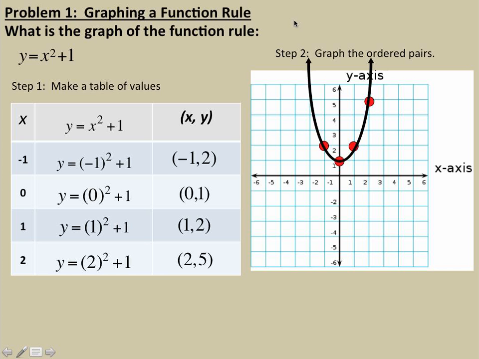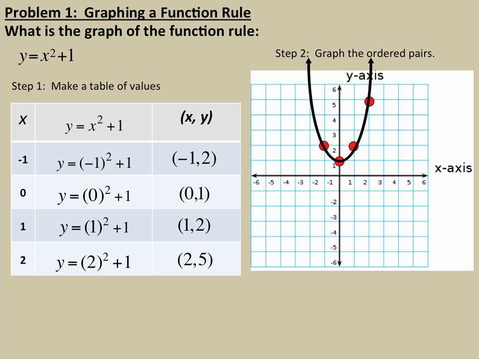Okay, so the graph would look like that. As a hint, any x squareds are always going to be these u-looking graphs. It's called a parabola. Any x to the first power, like in the first example, will always be a line.